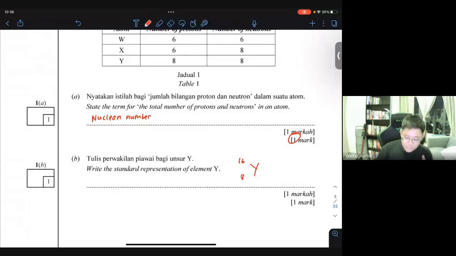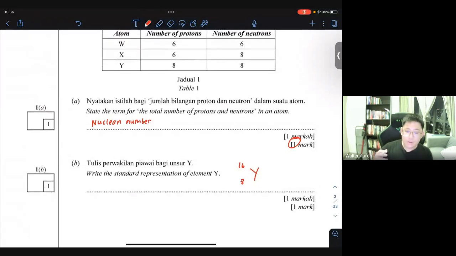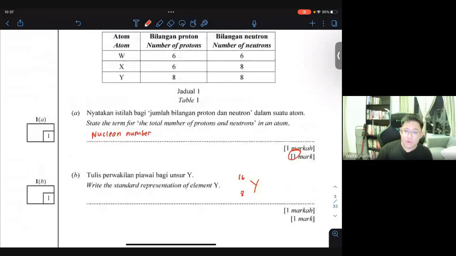So if we take a look at Y, the nuclear number, like we say, the total number of protons and neutrons, is supposed to be 8 and 8, so total 16. So we said the nuclear number of Y is actually 16. And then the number of protons, as you can see in the table, is actually 8. So the standard representation of element Y is 16, 8. All right, if you write that correctly, you should also get 1 mark in total, technically.